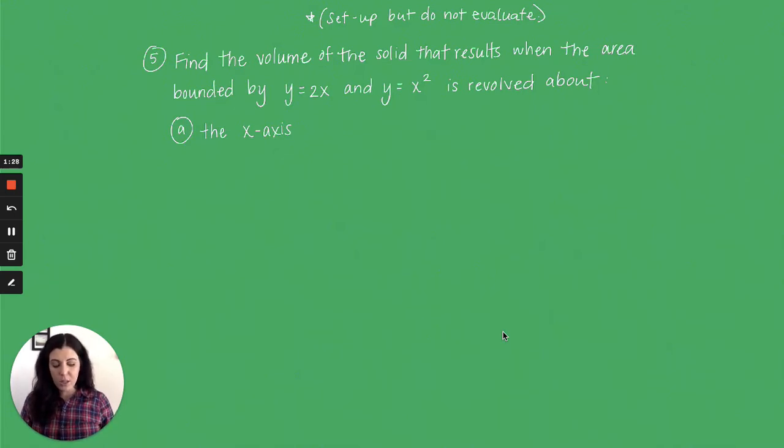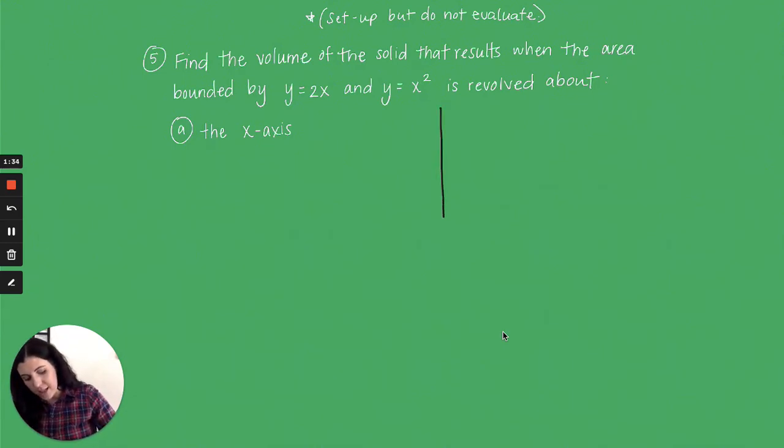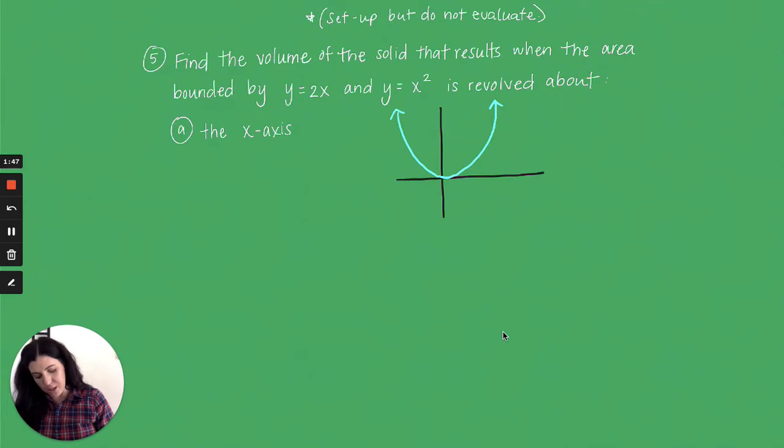So we're taking this and revolving it about the x-axis. So what I always recommend doing first is drawing a picture of our graphs. So I have my x and my y-axis. I have y equals x squared. Doesn't have to be a perfect graph, but it generally helps to just have something on there drawn. And then we have y equals 2x, so that's a line like this. Okay, again, my graph's not perfect, but it's good enough.